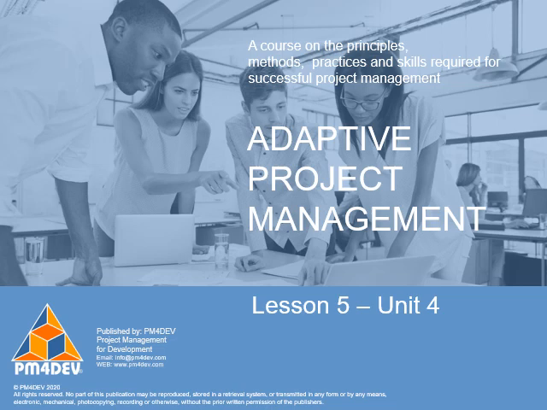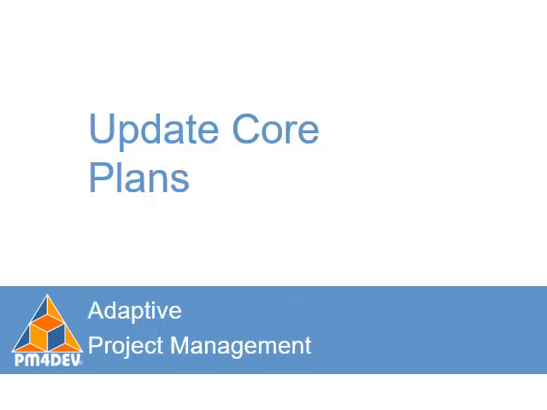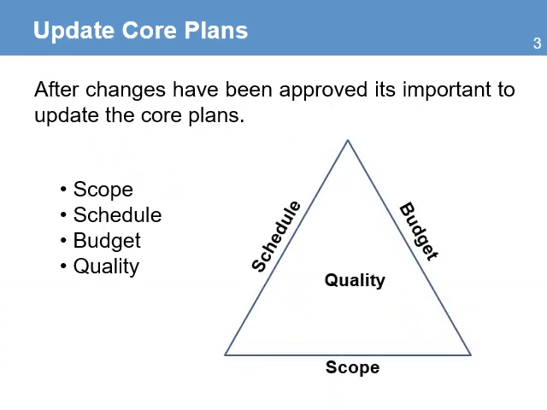Lesson 5, Unit 4, Updating the Core Plans. After the changes have been approved, it is important to update the core plans. These are the plans that are related to the 4 project constraints: scope, schedule, budget, and quality.